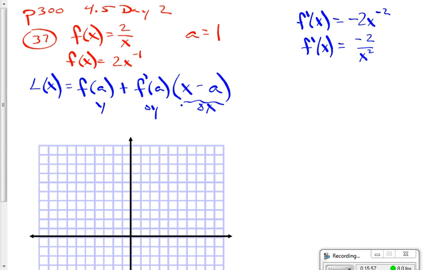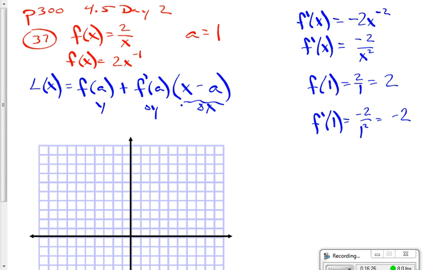Okay, there's f prime of x. So the things we need are a, f of a, and f prime of a. We good with f prime of x? And we're good with a equals 1. So let's find f of 1. That's 2. So the y value we're dealing with is 2. The slope value we're dealing with, f prime of 1, is negative 2 over 1 squared, which is negative 2.